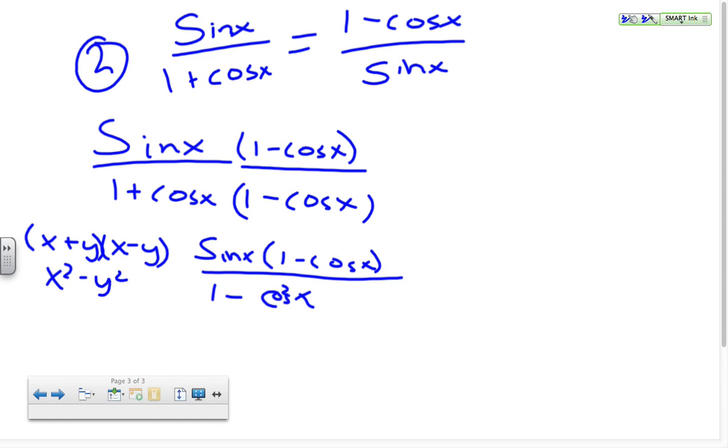Okay, and typically you'll see this. As you start playing with them, they will work out the way you want them to. Sometimes it takes a little longer than normal. Now, from our Pythagorean theorem rules, we know 1 minus cosine squared of x is the same thing as sine squared of x.